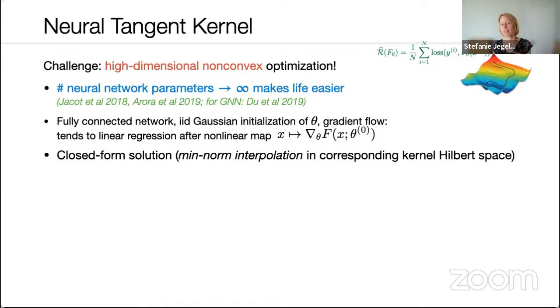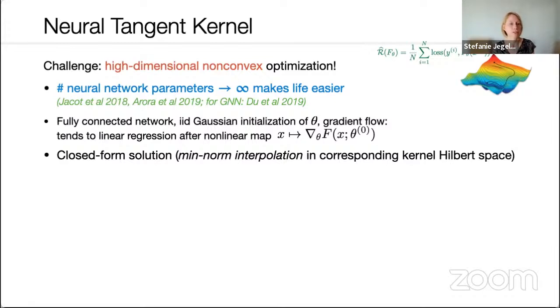So what happens in this case? What becomes simpler? Well, if you look at the optimization dynamics in this case, the gradients remain relatively stable. And then in that case, this optimization process resembles the optimization of kernel regression. So what does that mean?